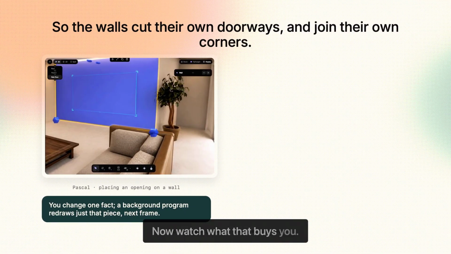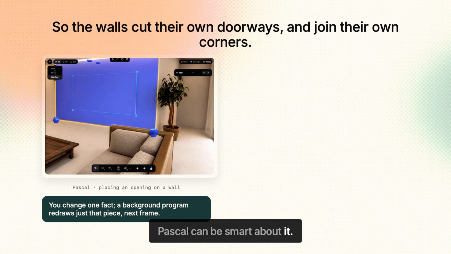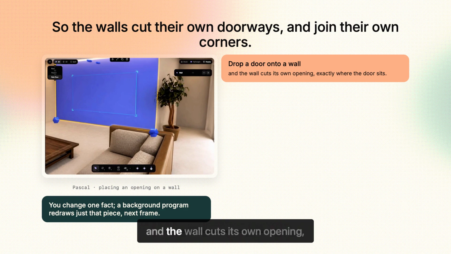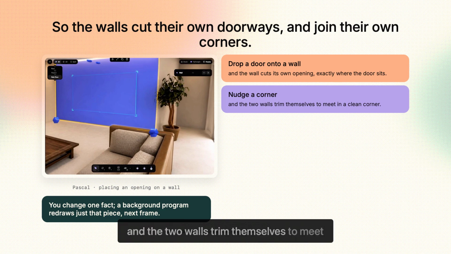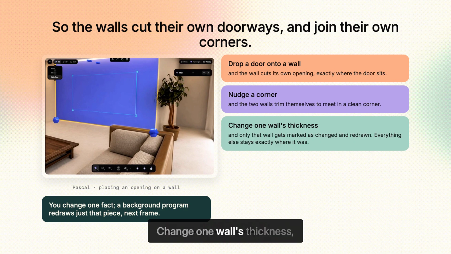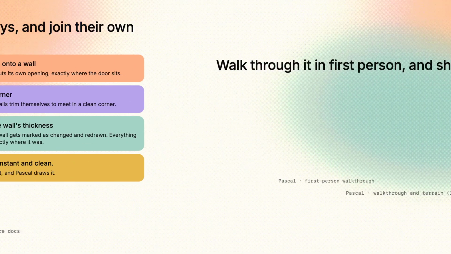Now watch what that buys you. Because the shapes are drawn from your description, Pascal can be smart about it. Drop a door onto a wall, and the wall cuts its own opening, exactly where the door sits. Nudge a corner, and the two walls trim themselves to meet in a clean corner. Change one wall's thickness, and only that wall gets marked as changed and redrawn. Everything else stays exactly where it was. That's also why undo is instant and clean. You describe it, and Pascal draws it.